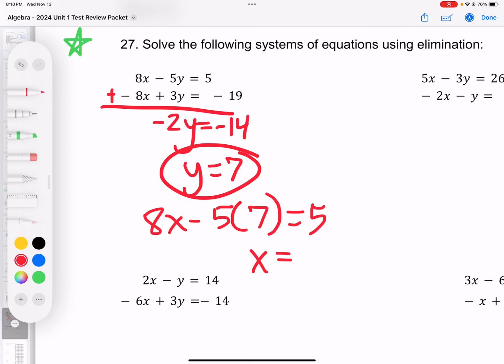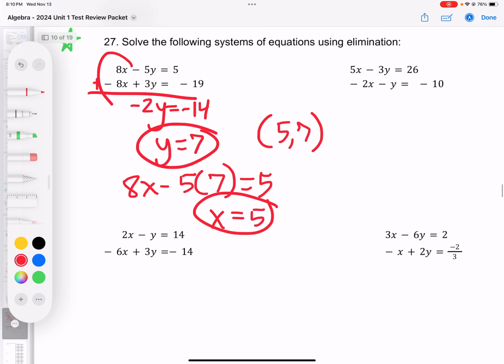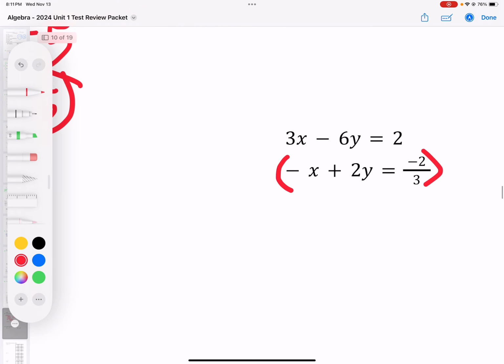X would be 35, 40, so 5. So there's your final solution. If it doesn't already give you opposites like this one did where I was being very nice, then you'd have to multiply to get them. So here maybe you multiply by 3 because that will give you negative 3x, which is opposites with the 3x's you wanted.